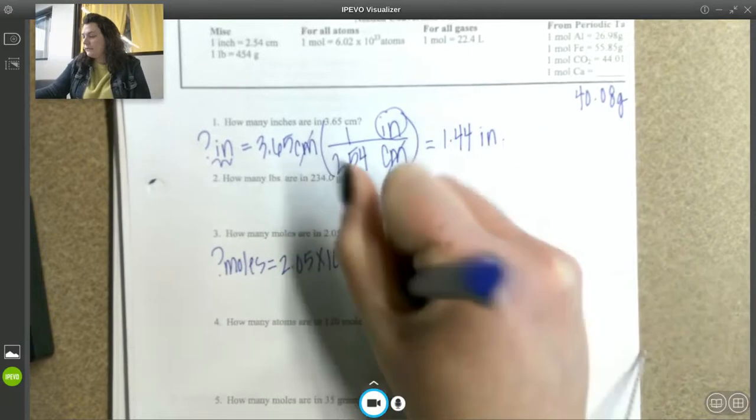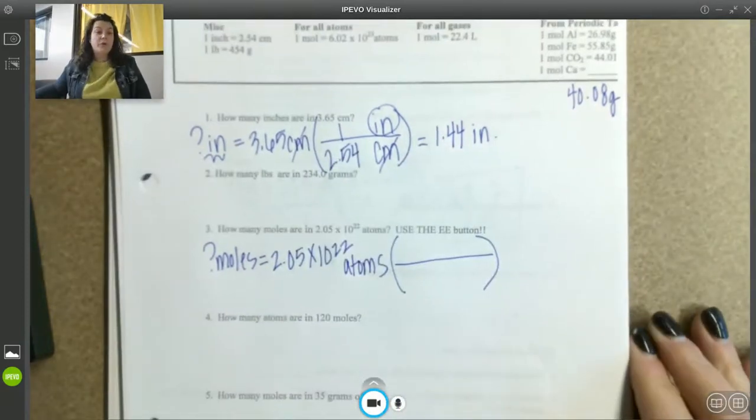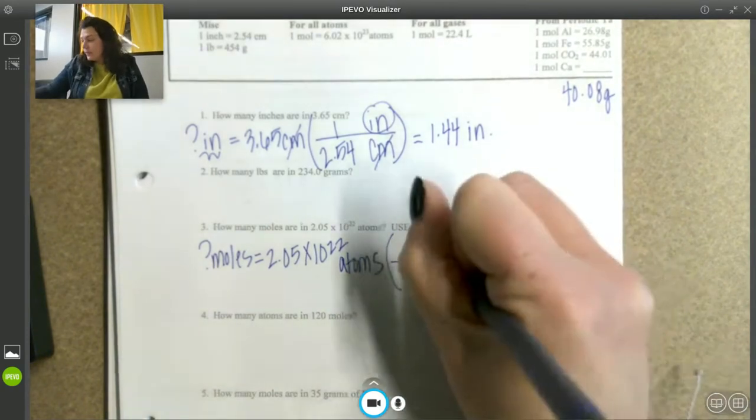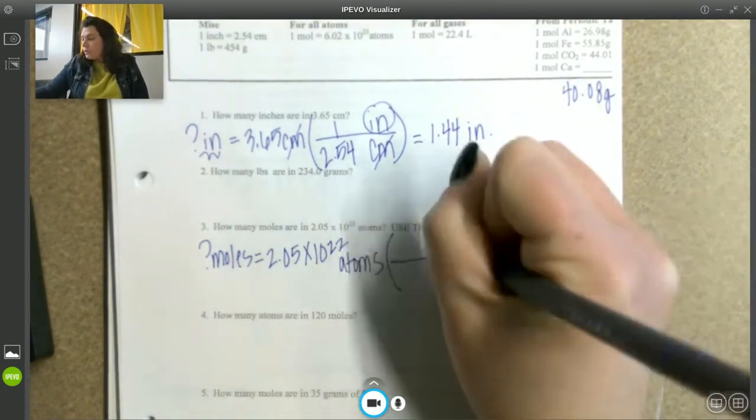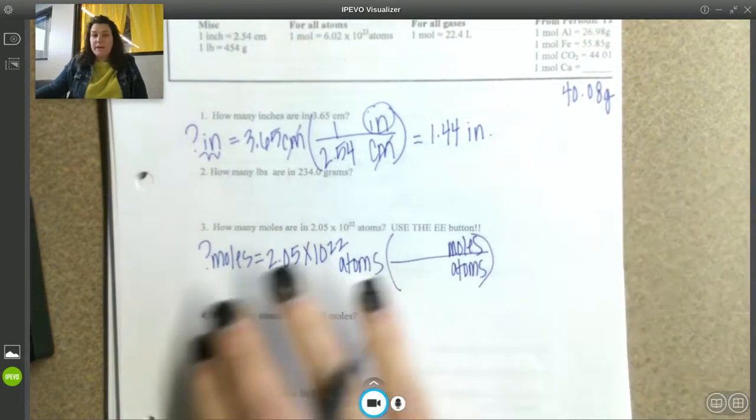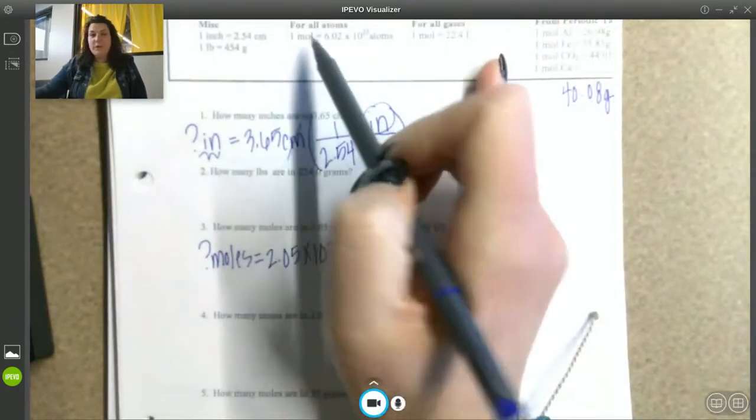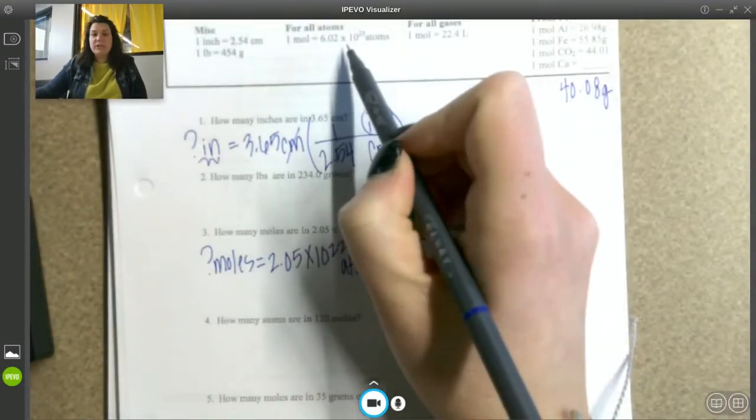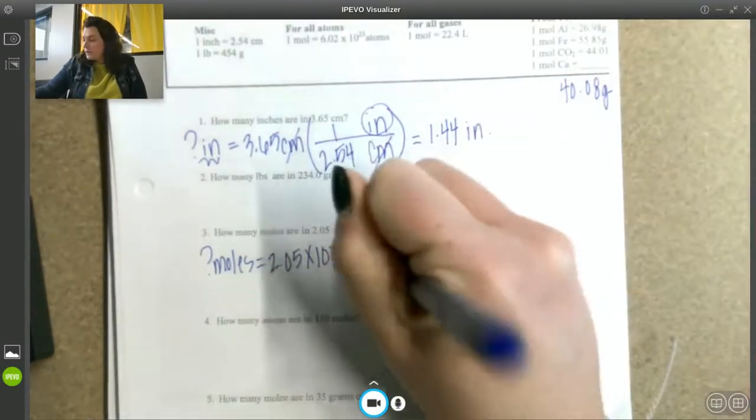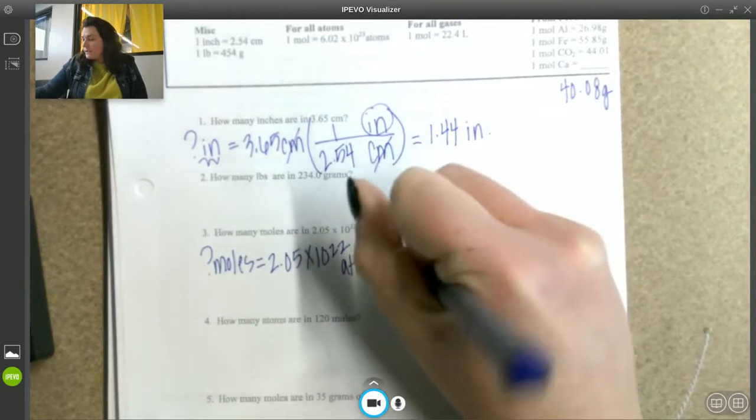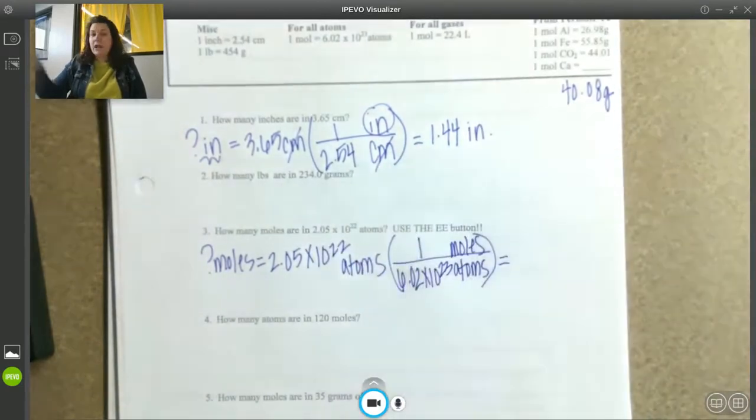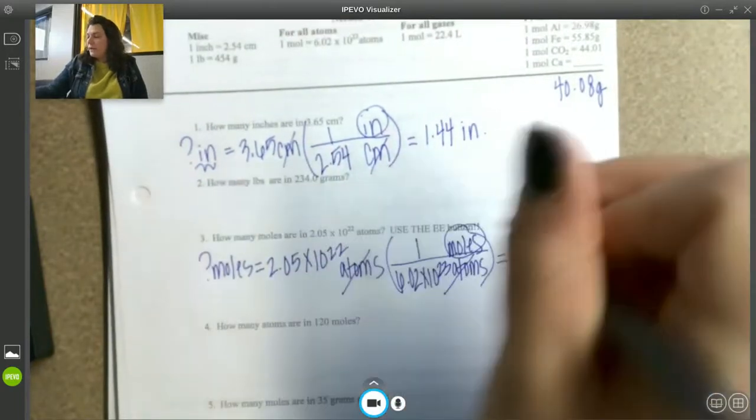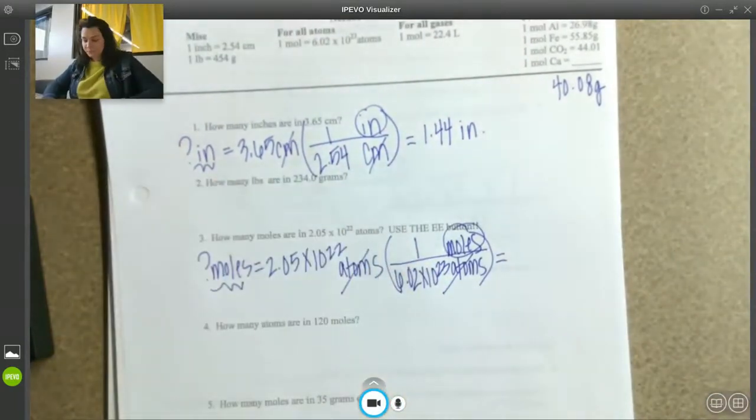Draw a line next to it for your conversion. What unit am I trying to cancel? Well, I was given atoms, so I want atoms to cancel, so it's going to go in the bottom. I want moles, so moles goes in the top. And then I'm going to look at my conversion. It says for every 1 mole, so I'm going to put 1 here, I have 6.02 times 10 to the 23rd atoms. So 6.02 times 10 to the 23rd atoms equals, I always check to make sure my units cancel. Atoms in the top, atoms in the bottom. I'm left with the unit that I'm asked to get.